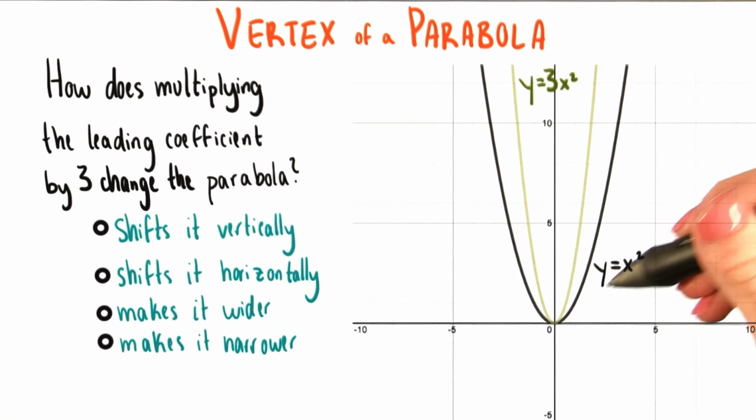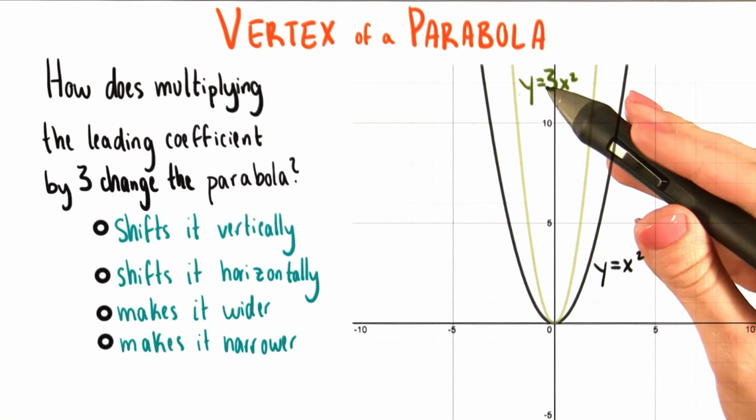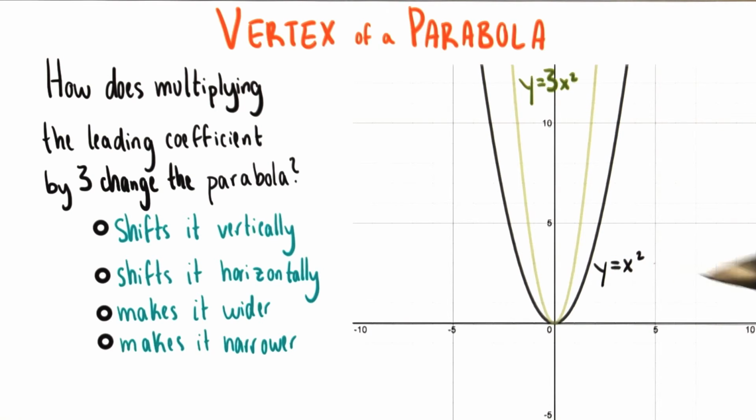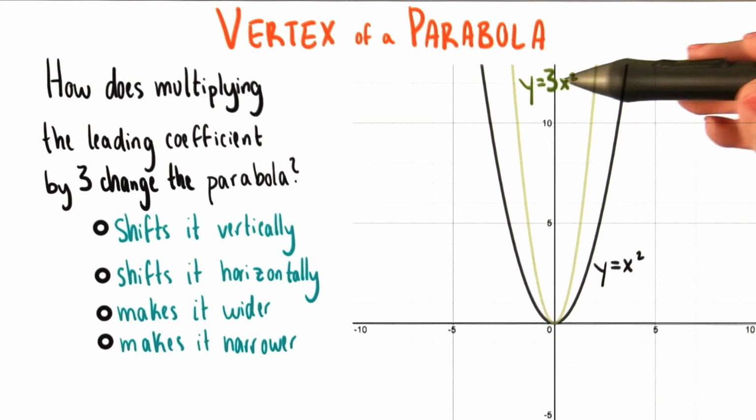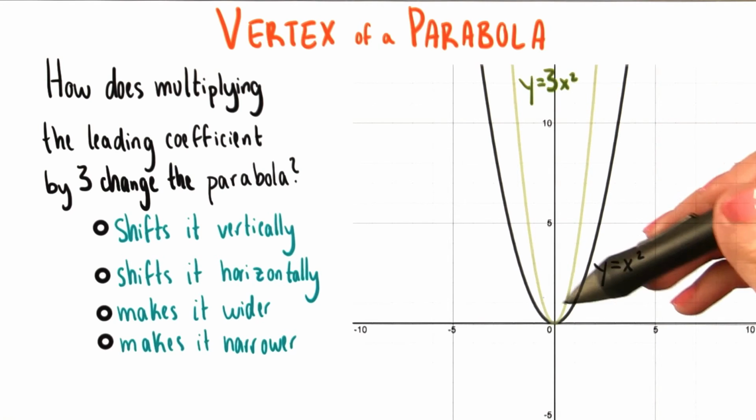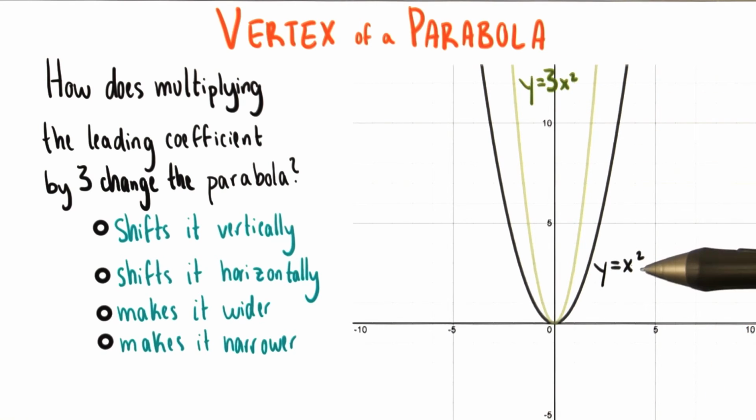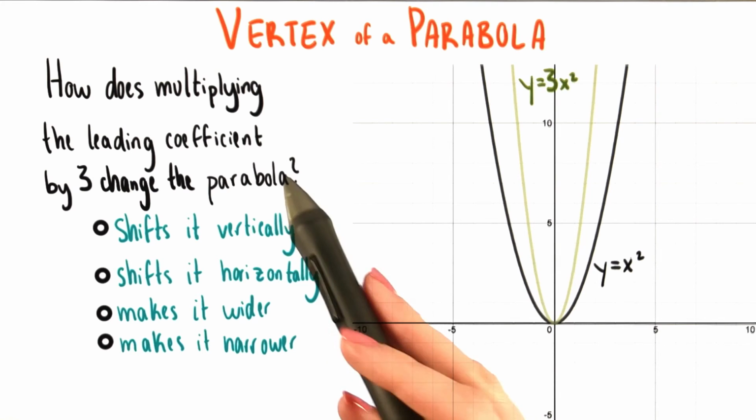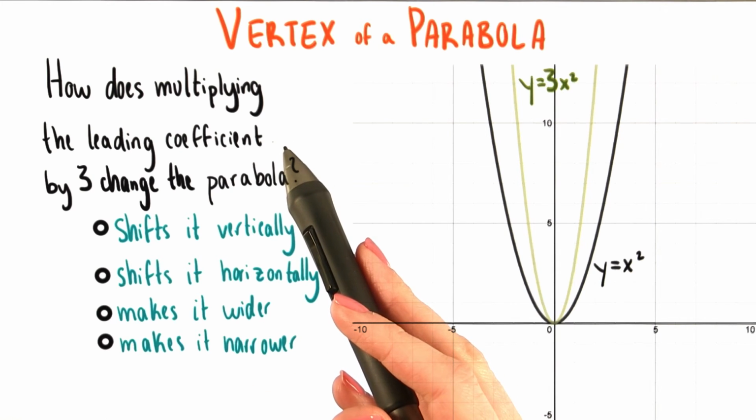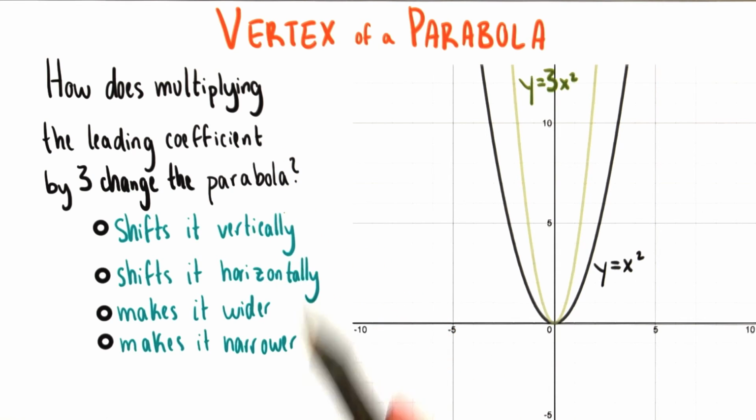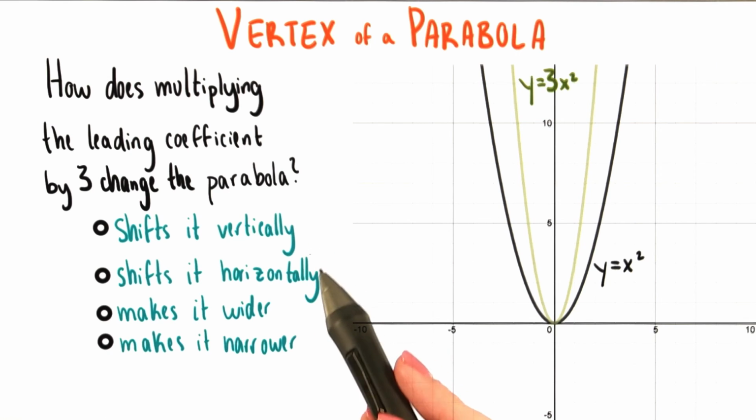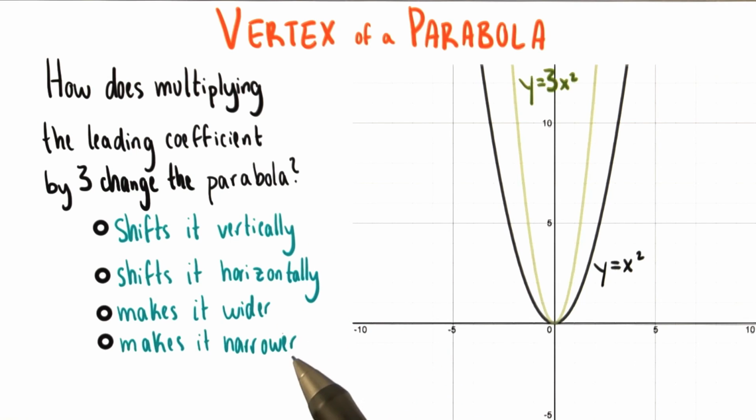Here I've graphed the equations y equals x squared, that parent parabola we've seen so many times, and then a second parabola, y equals 3x squared, this green one right here. So judging from the relationship between these two graphs, how does multiplying the leading coefficient of a parabola change the shape of the parabola? Does it shift it vertically, shift it horizontally, make it wider, or make it more narrow?